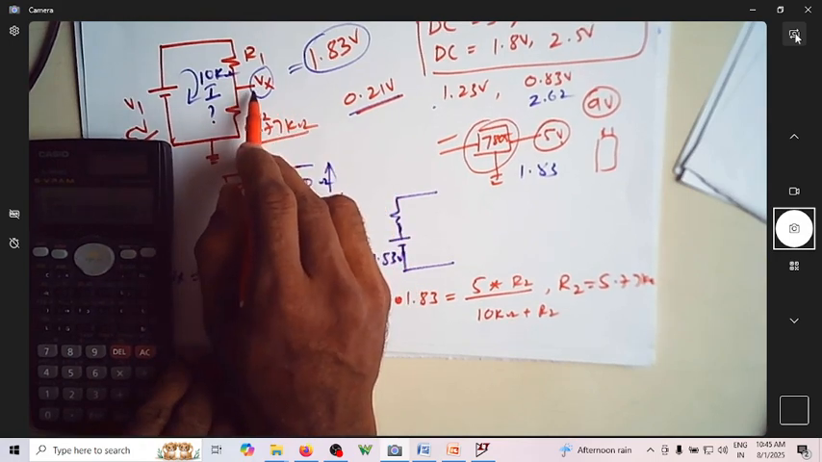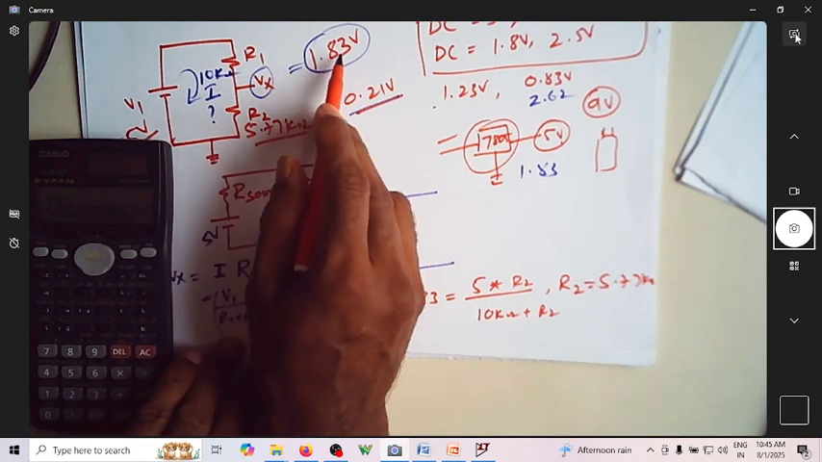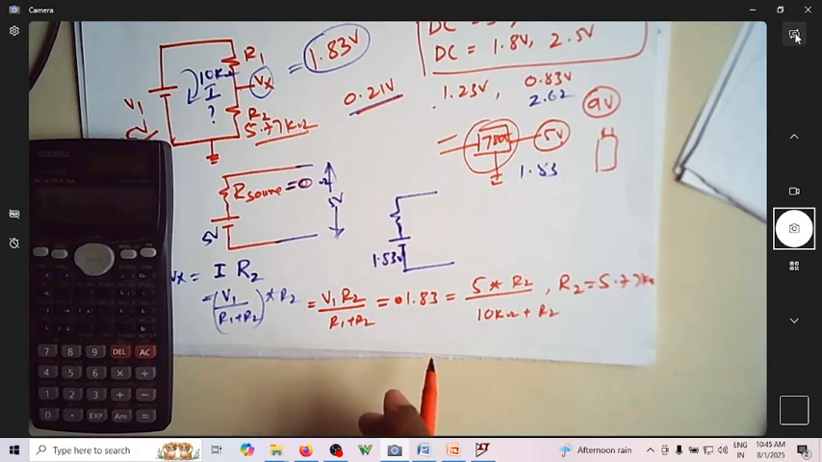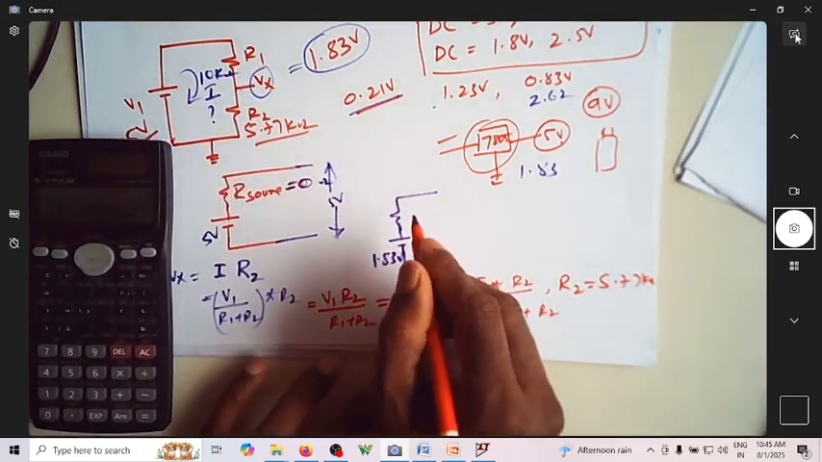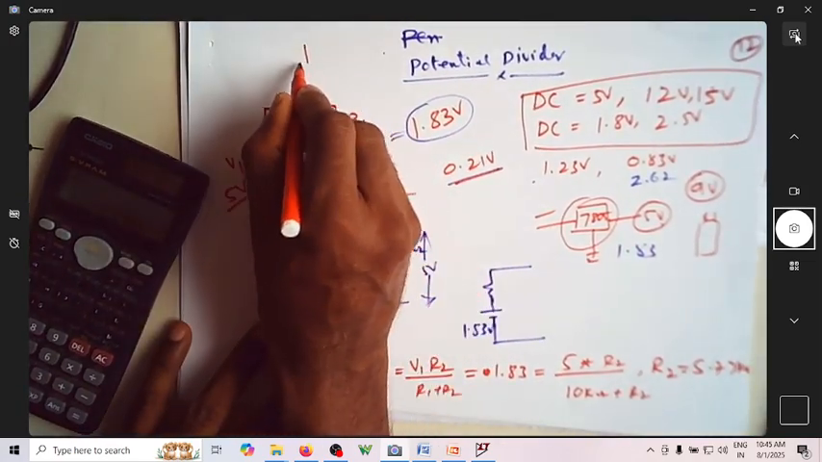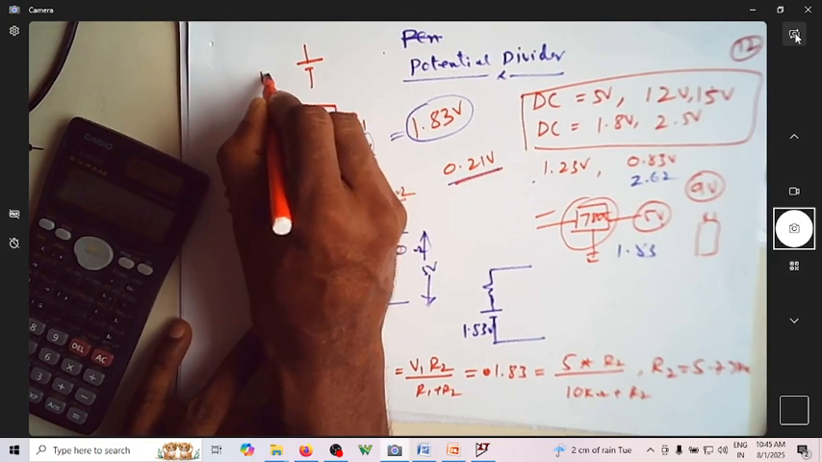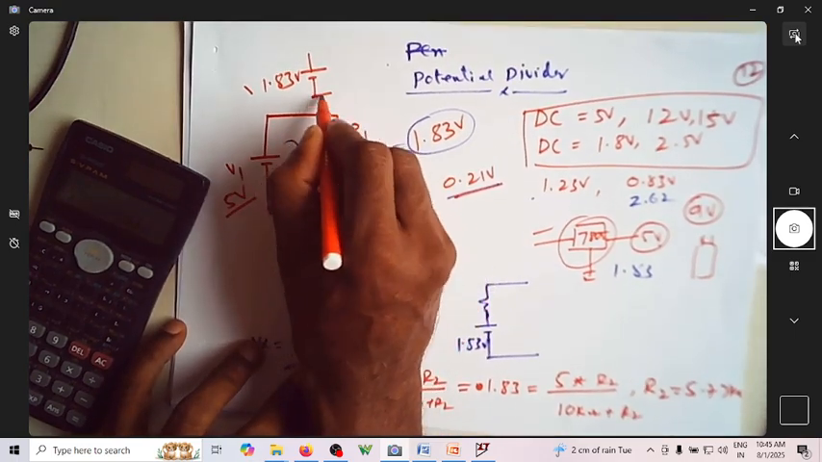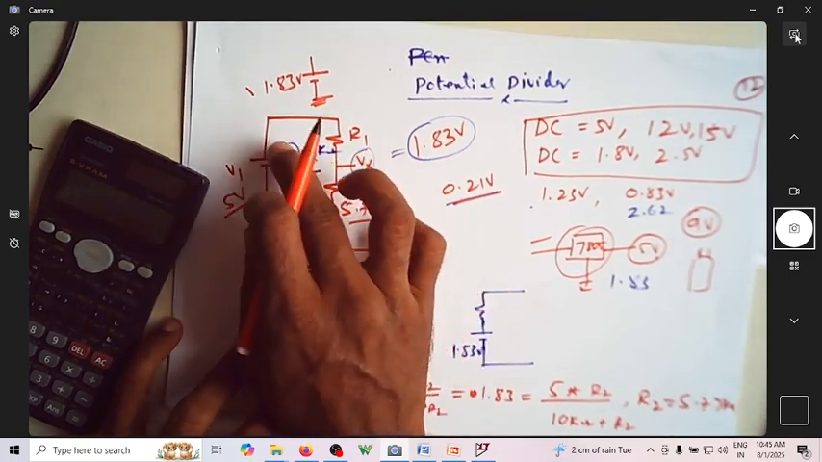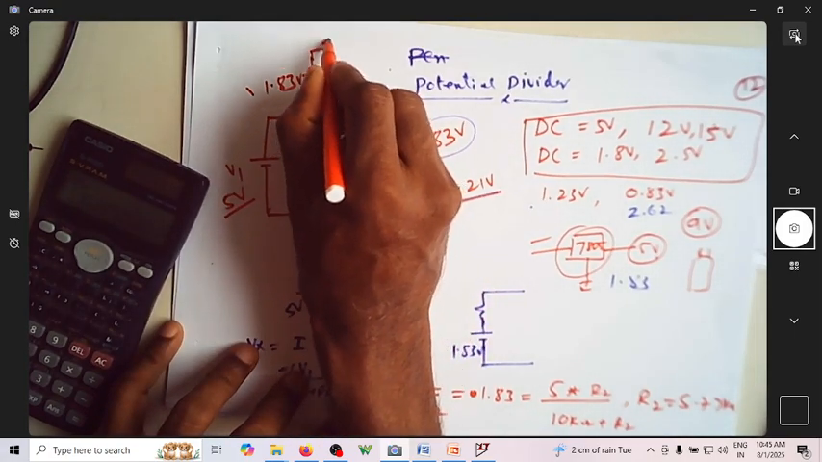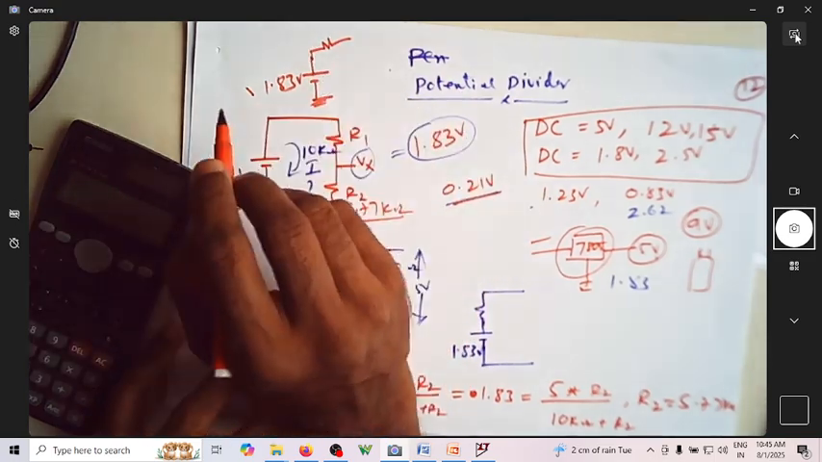Then I should get a voltage of 1.83 volt at this point. Now, is this a source? Whatever you're getting as the resultant of this is something like this. So this is now 1.83 volt. Does this potential divider have some source resistance? Now that's the question. So what is the source resistance of this?